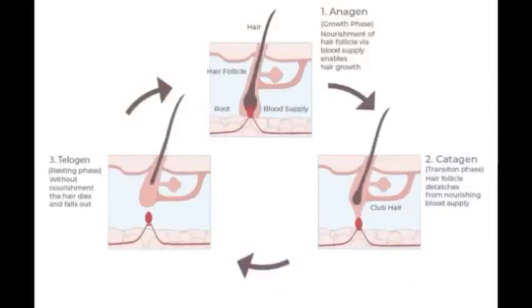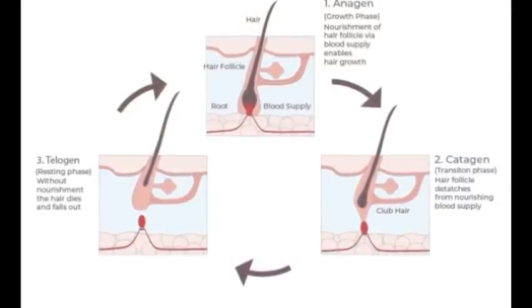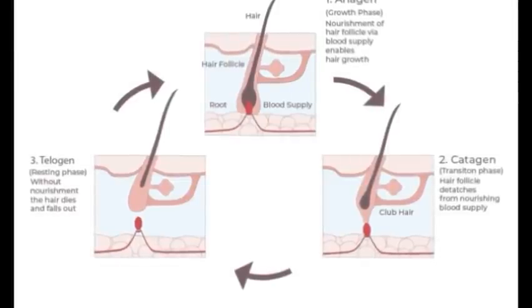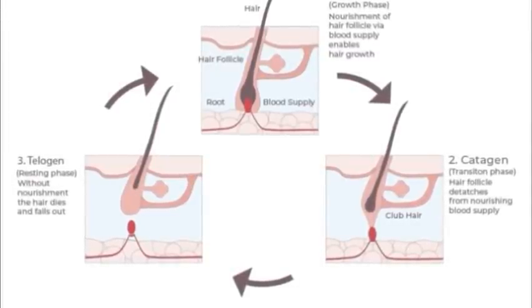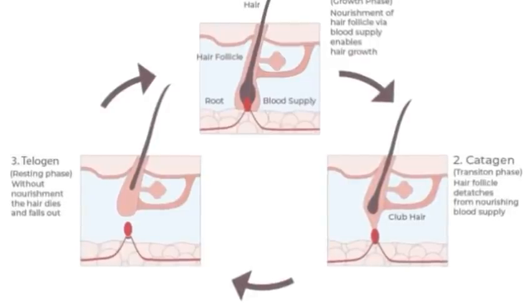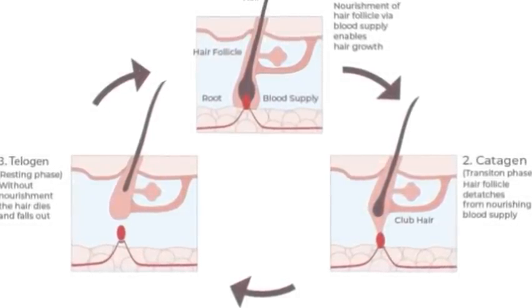Before we discuss the causes, let's see what a hair shaft is. A hair shaft is a dead keratinized particle of the body which is expelled by the hair follicle. There are three simple stages of hair growth: anagen, catagen, and telogen. In anagen, the hair follicle grows, in catagen, the blood supply to the hair follicle gets cut off, and in telogen, the hair shaft starts falling. This goes in a cycle.